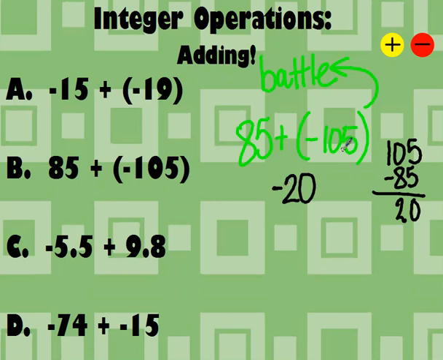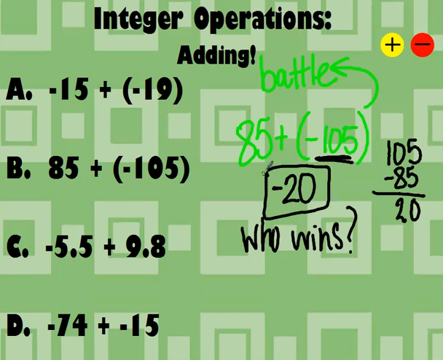Basically, the question that I ask my students is, who wins? So if these two numbers were going to go to battle, which team would win? And in this case, the negative team would win, so my answer would be negative.